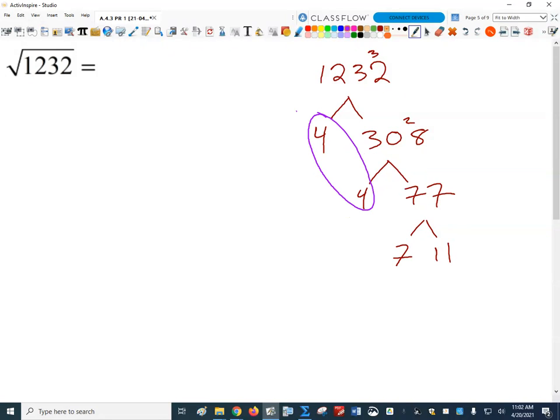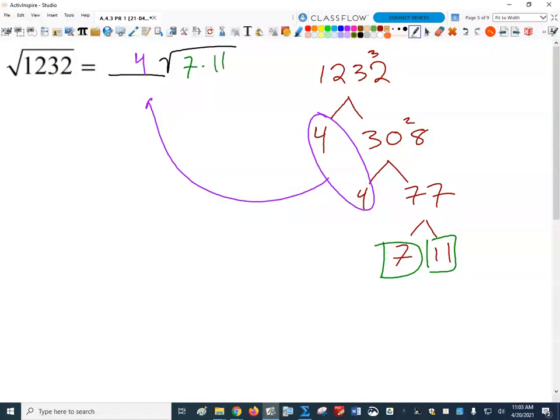Couple of 4s, and it looks like I've got a single 7 and a single 11. So what's that mean then? What's that tell me about my simplified radical? What's going to be outside? 4. I've got a couple of 4s. So I get a 4 outside, and what's stuck inside? 7 times 11.